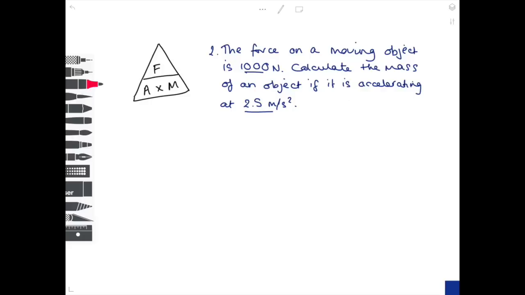Question 2. The force on a moving object is 1000 newtons. Calculate the mass of an object if it is accelerating at 2.5 meters per second squared. So we've been given the force and the acceleration. Mass is given by F over A. Our force is 1000 newtons divided by the acceleration, which is 2.5, giving us a value which is 400. Don't forget your units. It is in kilograms.